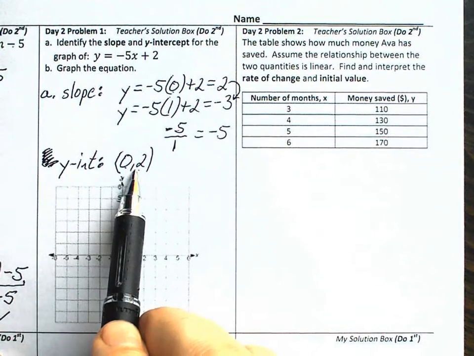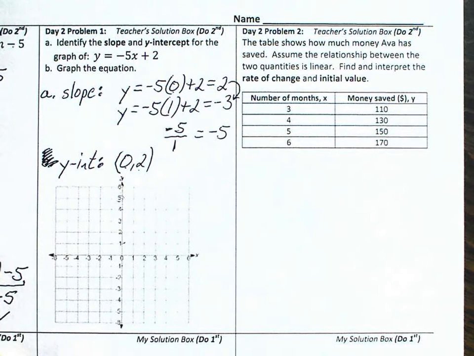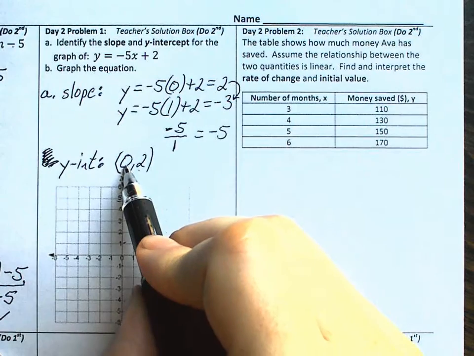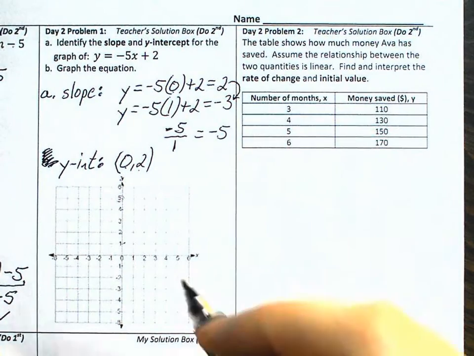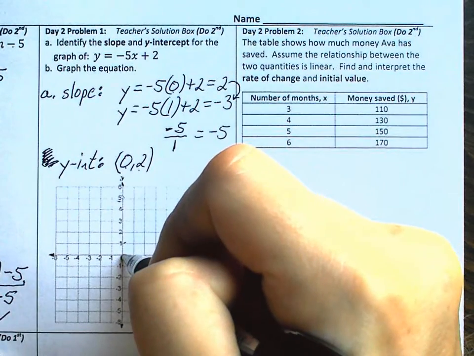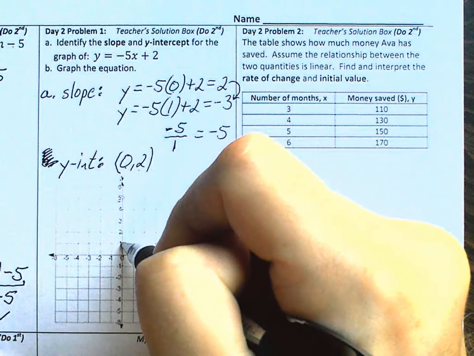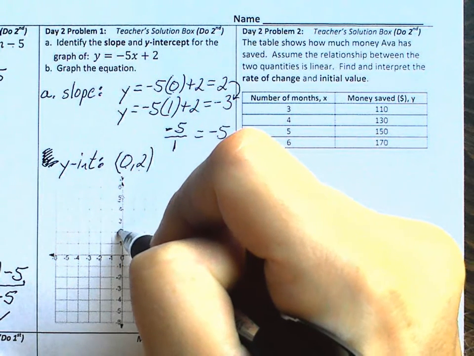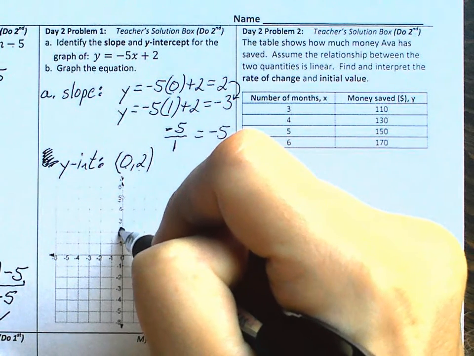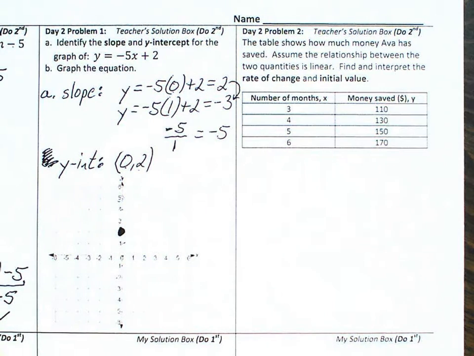Let's start with the y-intercept, because the y-intercept is a dot that we know is on the line. It is at (0, 2). Let's find that dot. Start at the origin. Don't go right or left at all, and then go up to the 2. 1, 2. Here is a dot. This dot's called the y-intercept dot.